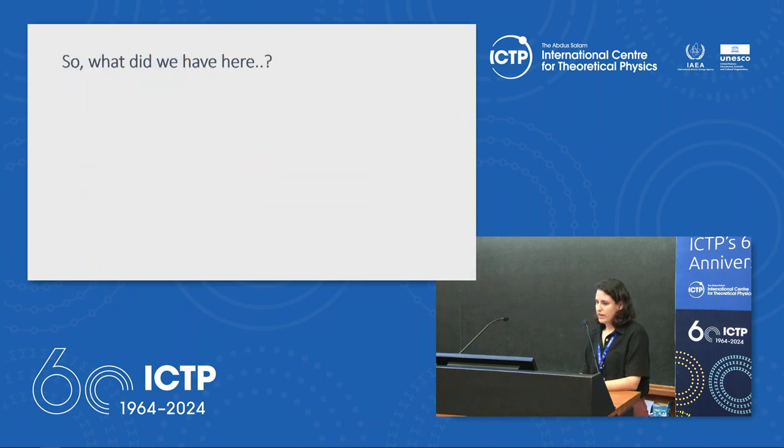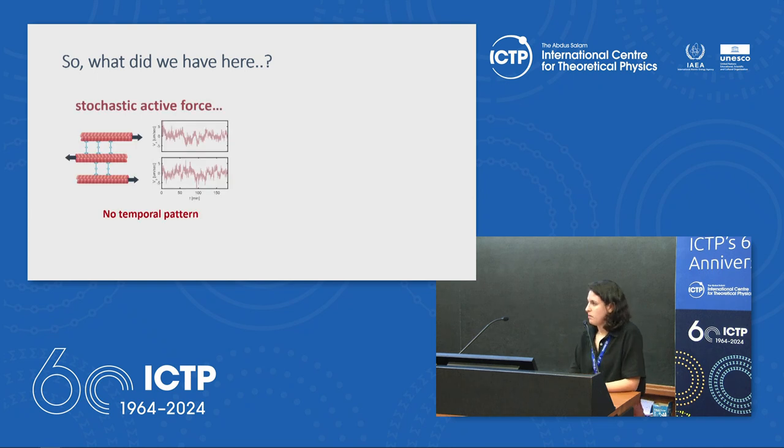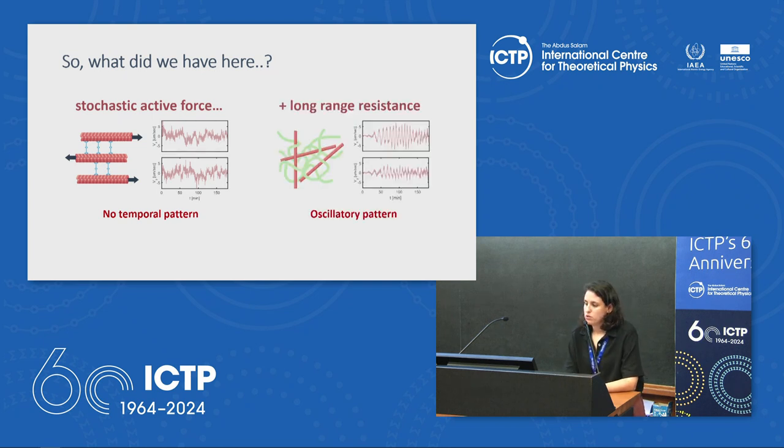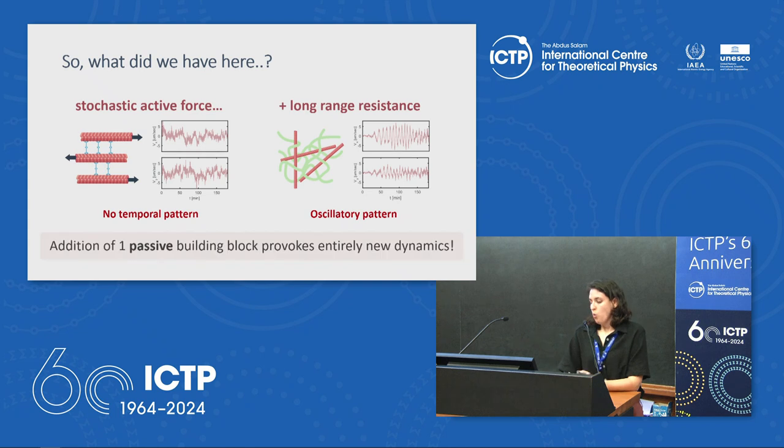So just to recap, we started with a system that generates stochastic active forces and doesn't show any kind of temporal pattern in its behavior. We added one component, which was the DNA, and that allowed us to introduce long-range resistance in the system and obtain an oscillatory pattern in the dynamics and also collective motion, which tells us that the addition of only one passive building block was enough to provoke entirely new behavior in the system.